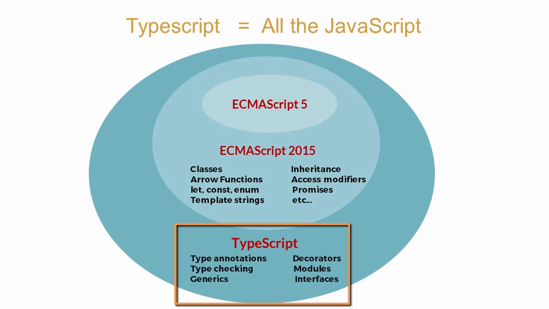And you can also write TypeScript code using special features suggested to be included in a future version of JavaScript called ES7, which includes type annotations, type checking, interfaces, generics, and decorators. We'll be covering each one of these using examples as we get to them while building our Angular application.